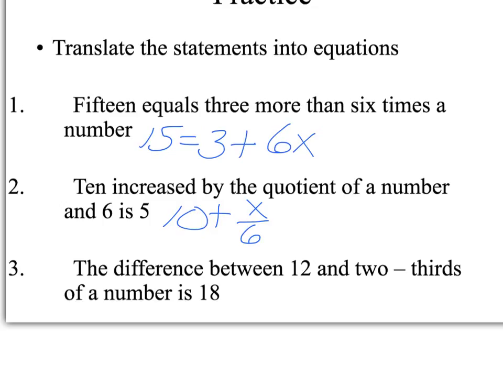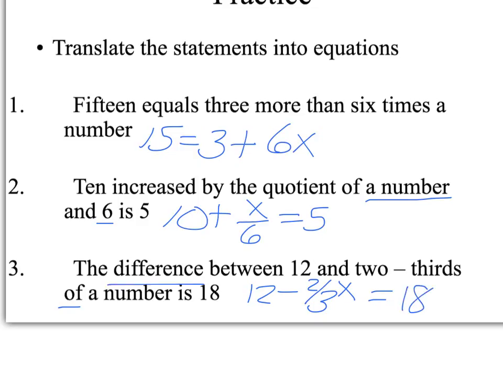When you see quotient, it's going to be given in order. So number, then 6. Number is your numerator, 6 is your denominator, is 5. 5 being the equal sign. Last one, the difference between 12 and 2/3 of a number is 18. Difference meaning subtraction. So 12 minus 2/3 of a number, of meaning multiplication, is 18. Because this was difference, you can just write it in the order of the problem. If it said less than, that's when you have to take the two pieces and you would flip the 2/3 to the front. But because it's just difference, you're not going to flip them.